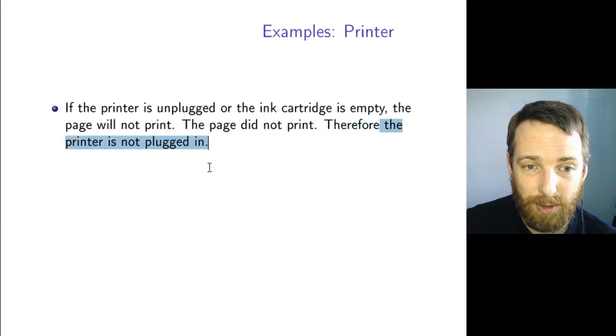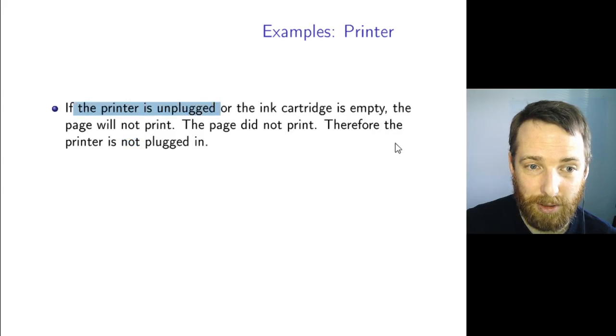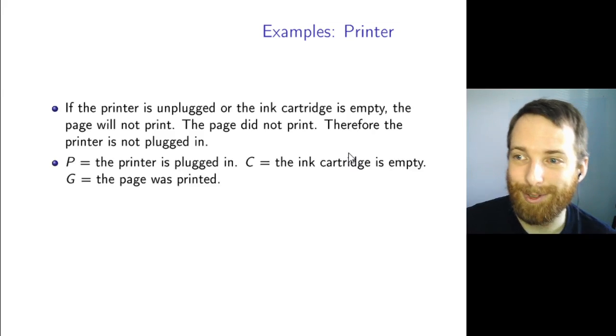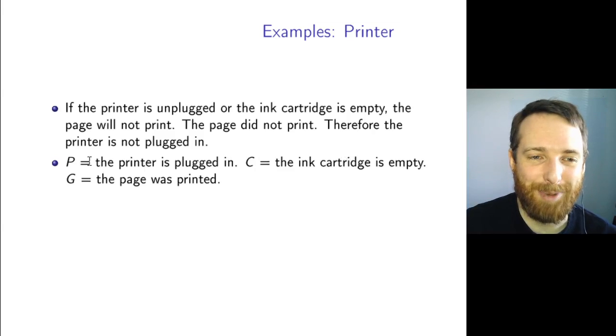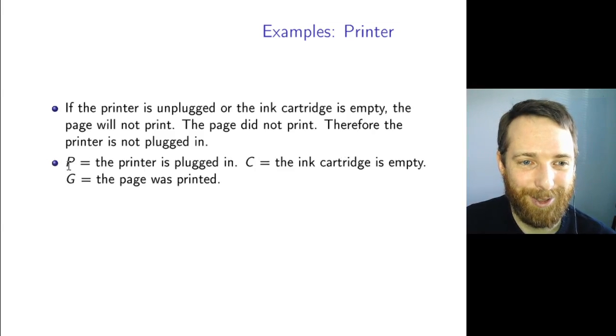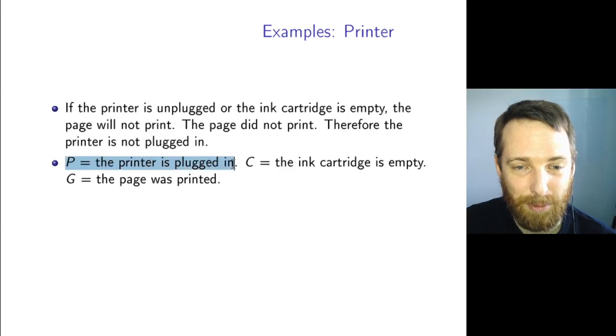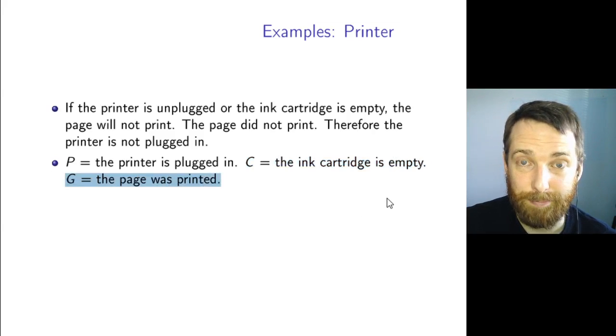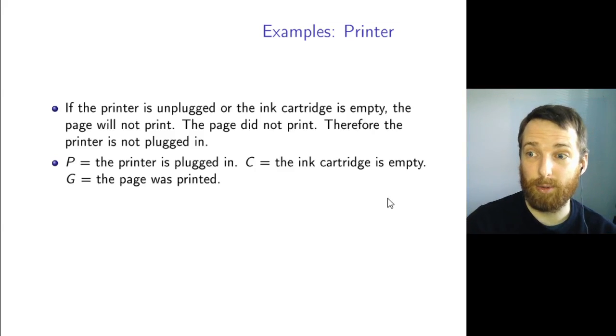Therefore, the printer is not plugged in. There's a not. So maybe here we've got, again, the atomic sentence, the printer is plugged in. I think that works. Yeah, good. Okay, here's the symbolization key I came up with when I wrote these slides. I think I still agree with it. So P for the printer is plugged in, C for the cartridge is empty, and G for the page was printed. Those are your atomic sentences.